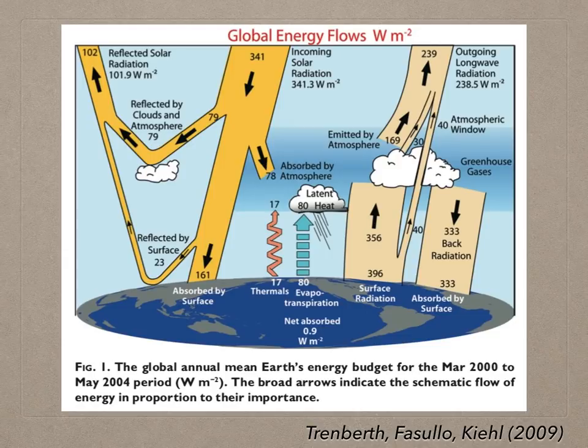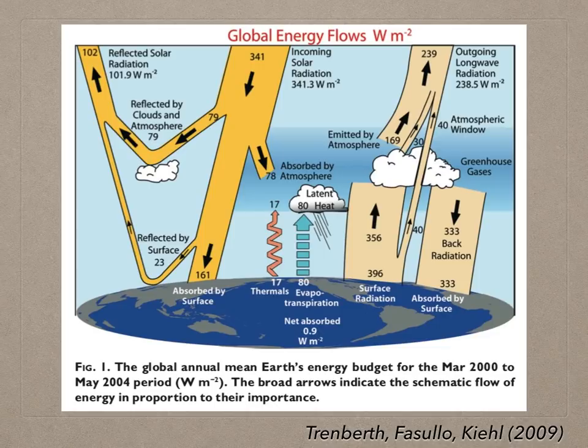Anything that disrupts this flow of energy, in other words, if there were less solar radiation coming in, the planet would cool, or if there was a way to hold back the outgoing long-wave radiation, you would hold more energy into the climate system and therefore warm the planet. And that's exactly what the greenhouse effect is.